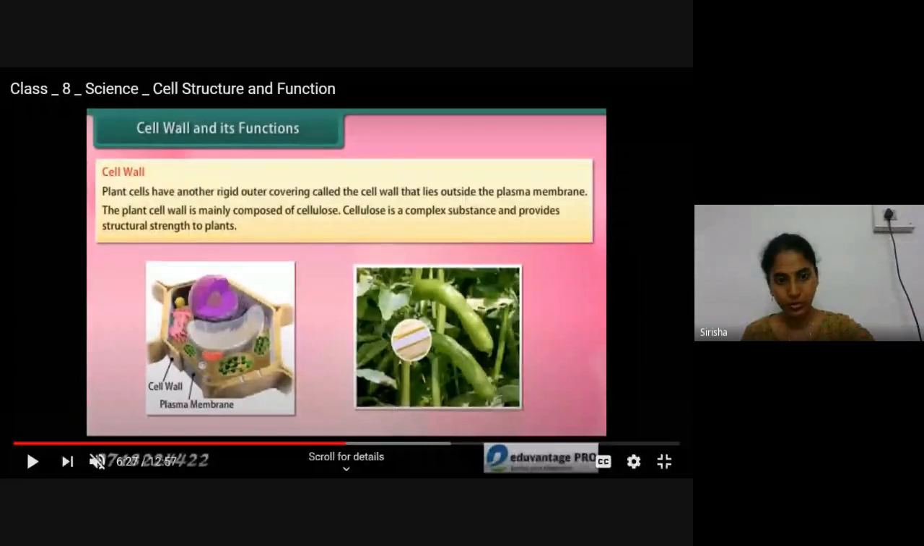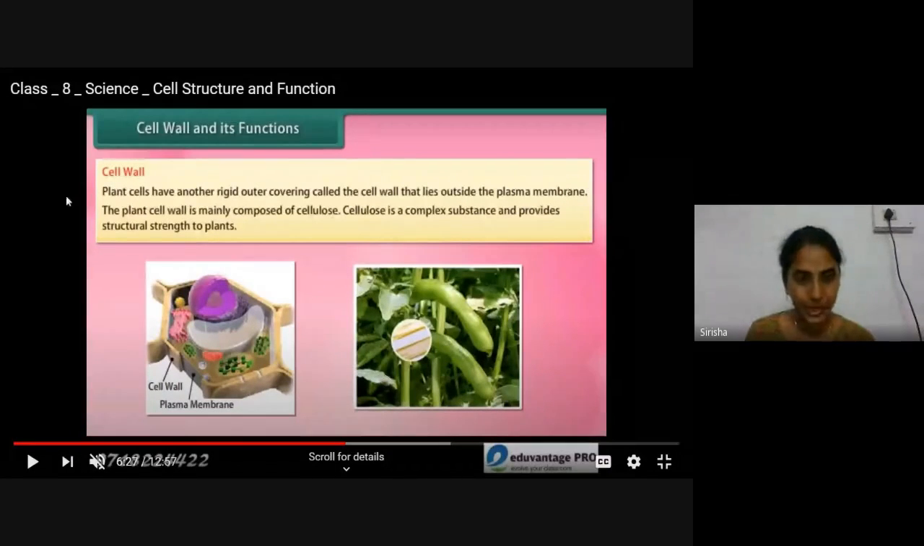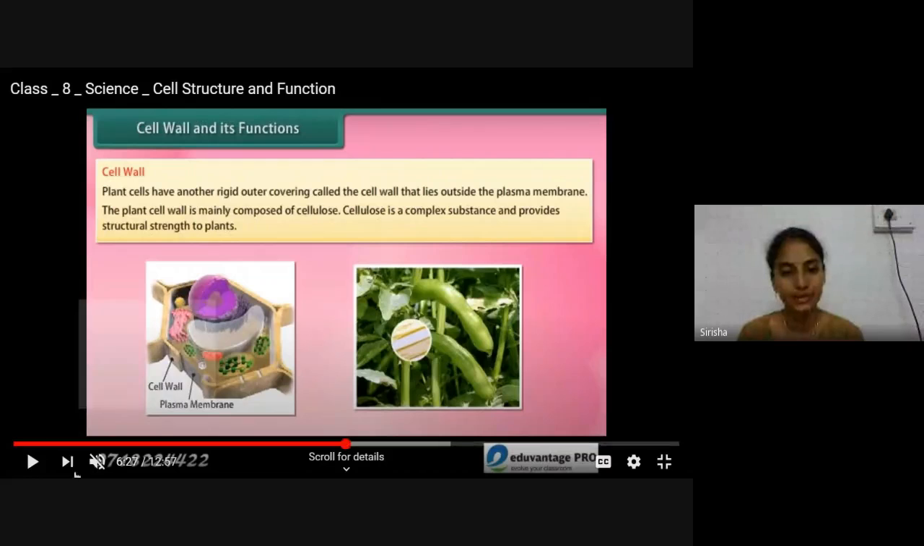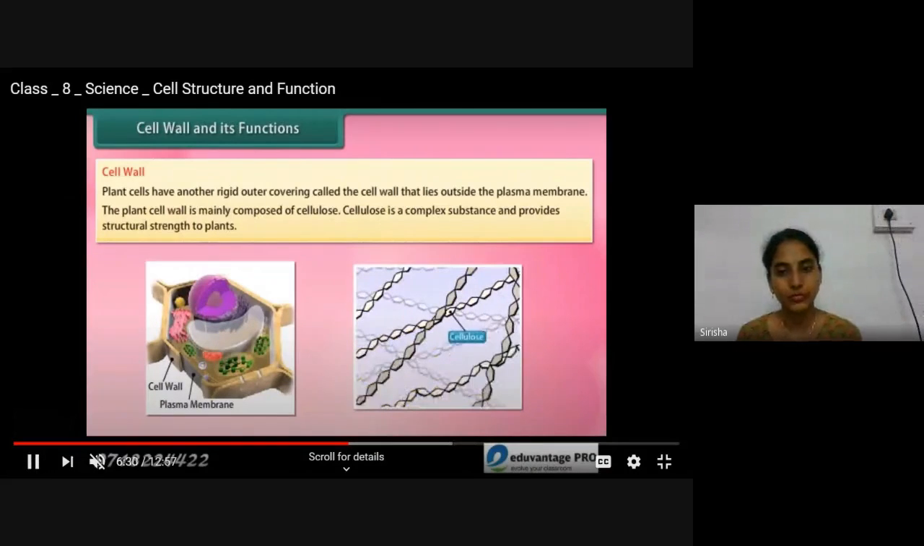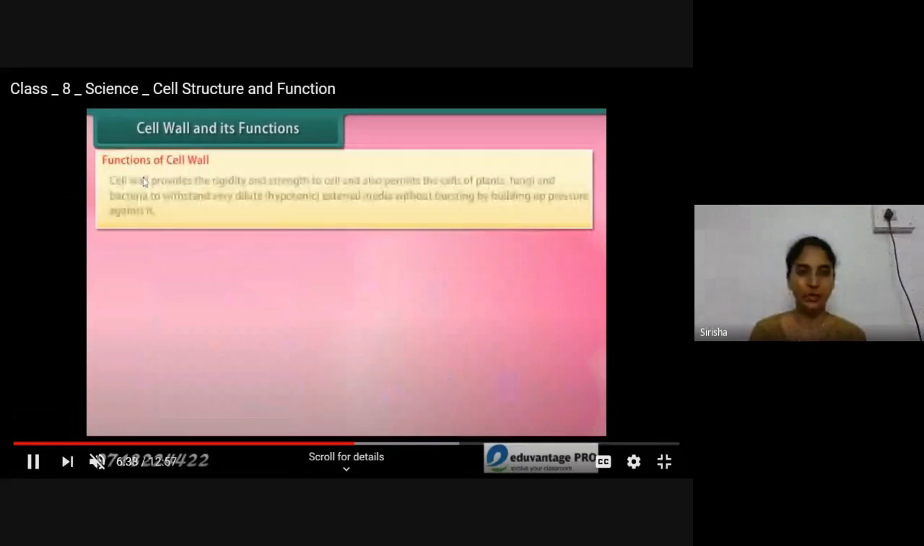You can see this outer covering is called the cell wall, whereas just before that there is a plasma membrane. And the plant cell wall is mainly composed of cellulose. Cellulose is a material which is present in the cell wall. Cellulose is a complex substance and provides structural strength basically to plants. This is called cellulose, which provides structural strength.